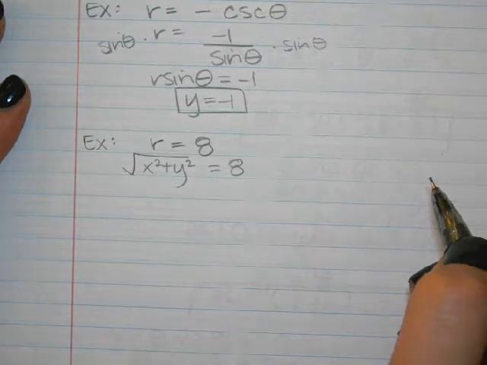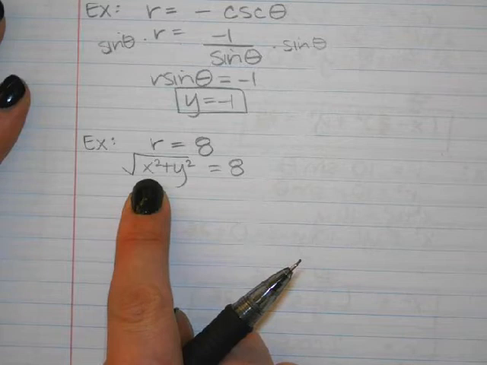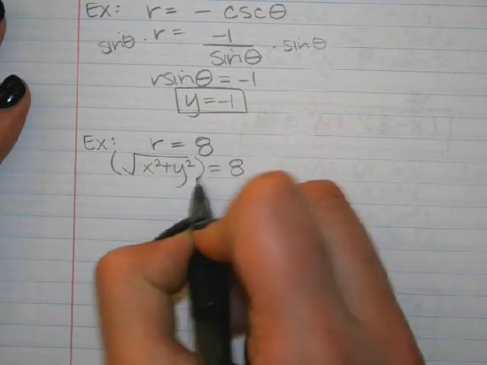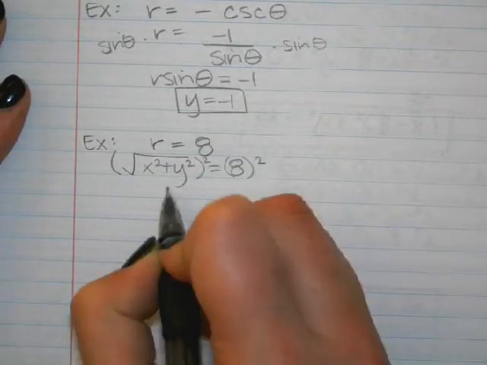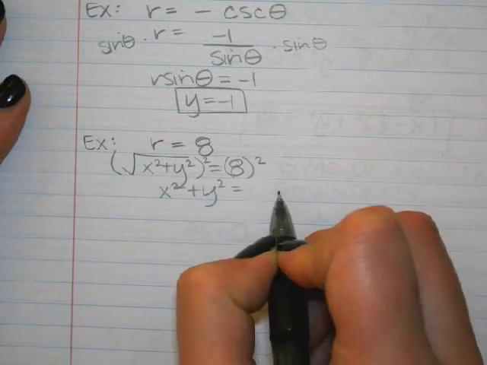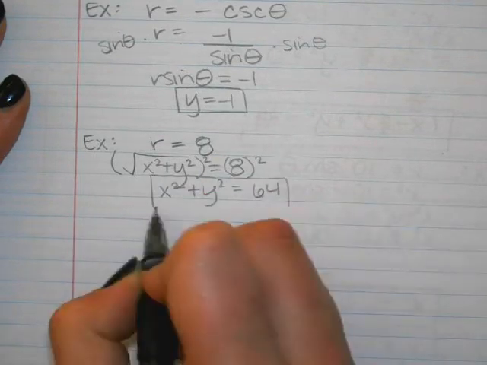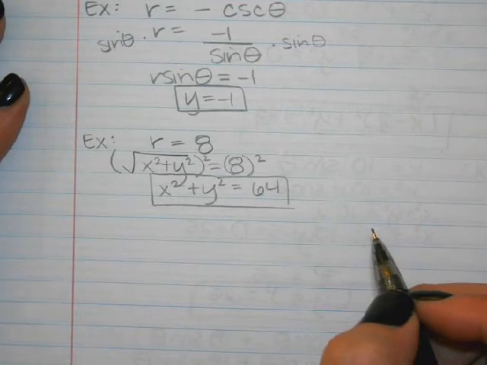And then what do you do? Because this right now is not a recognizable equation, right? Then we square each side. And we get x squared plus y squared equals 64. And that is the way that we write a circle centered at 0, 0 with a radius of 8.